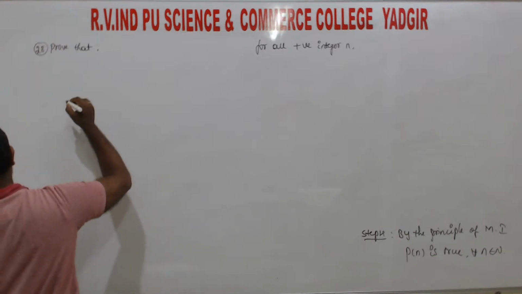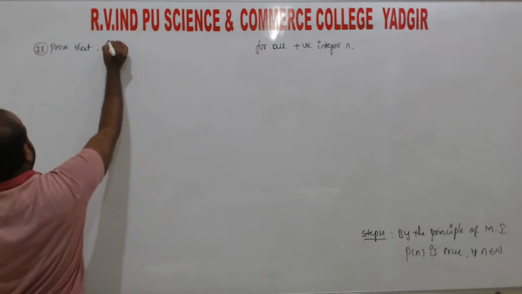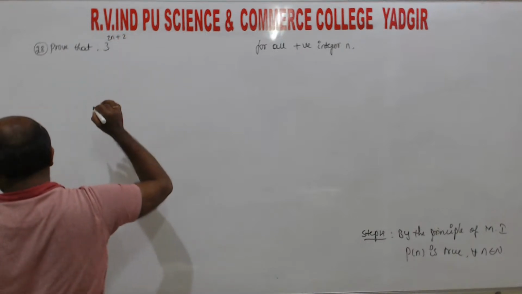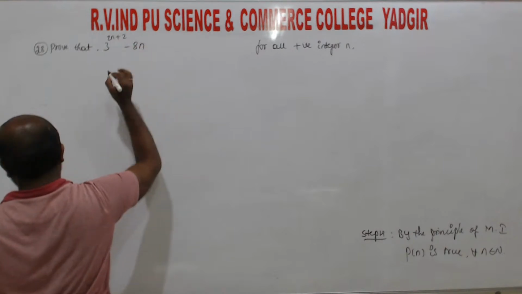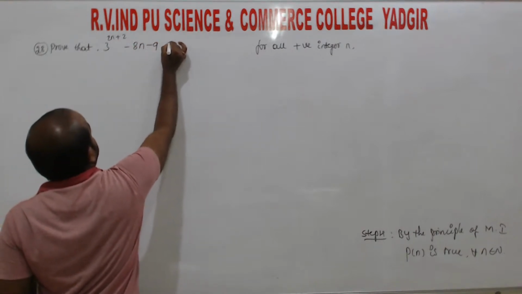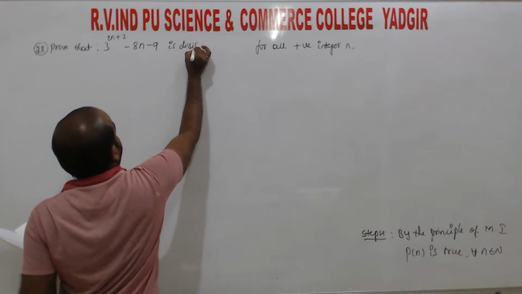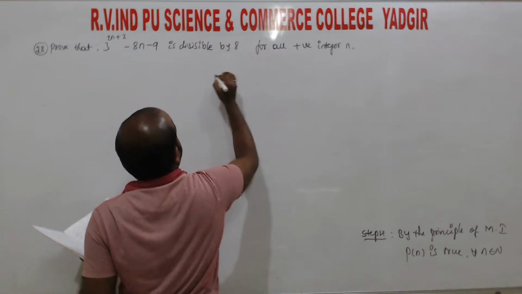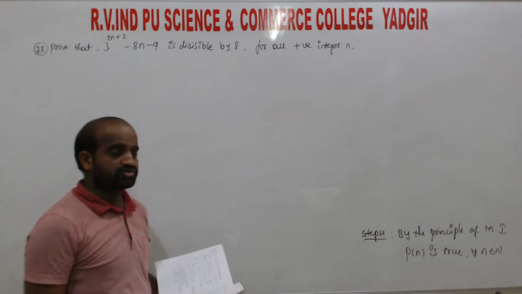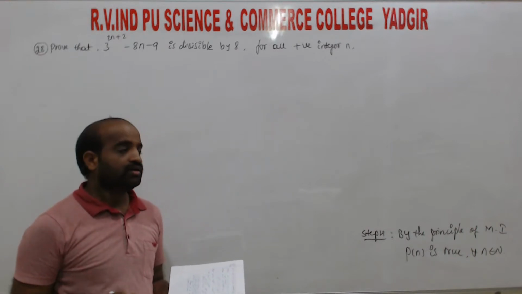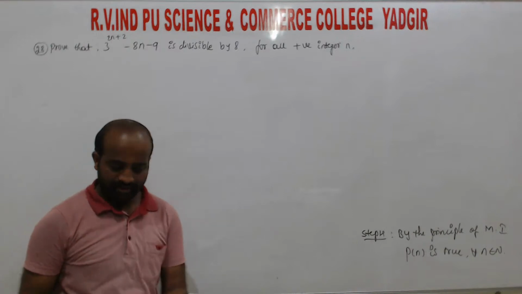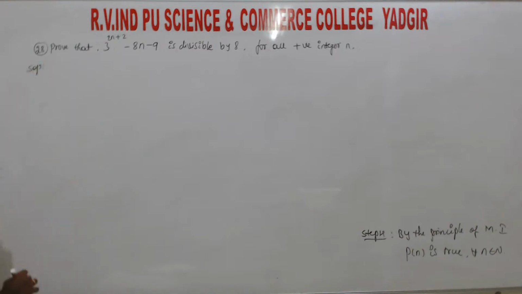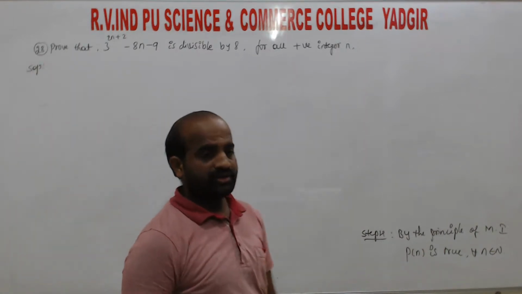Eight. Prove that 3 to the power 2n plus 2 minus 8n minus 9 is divisible by 8 for all positive integers. This means for all n belongs to capital N. Okay. Solution. First, let P of n be the given statement.